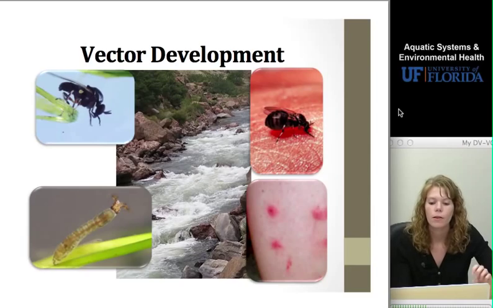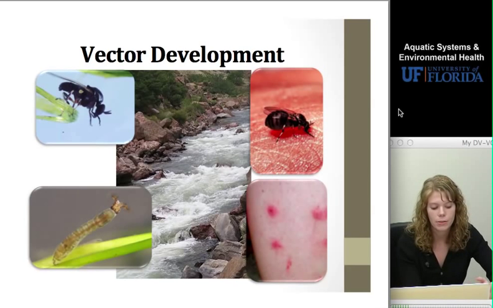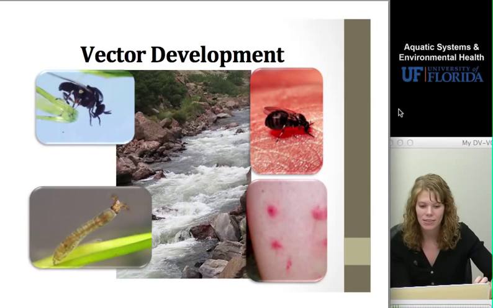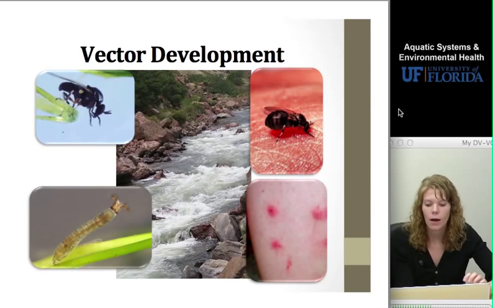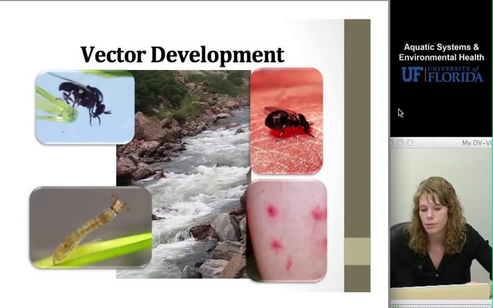So, vector development. The sole vector of onchocerciasis is the black fly, and all stages of this vector's life cycle are aquatic, except the adult stage. Optimal development of the black fly larvae is dependent on the dissolved oxygen content of the water body, temperature, they like colder temperatures, pH, the velocity of the water body, and the presence of dissolved organic matter, because these larvae are filter feeders.